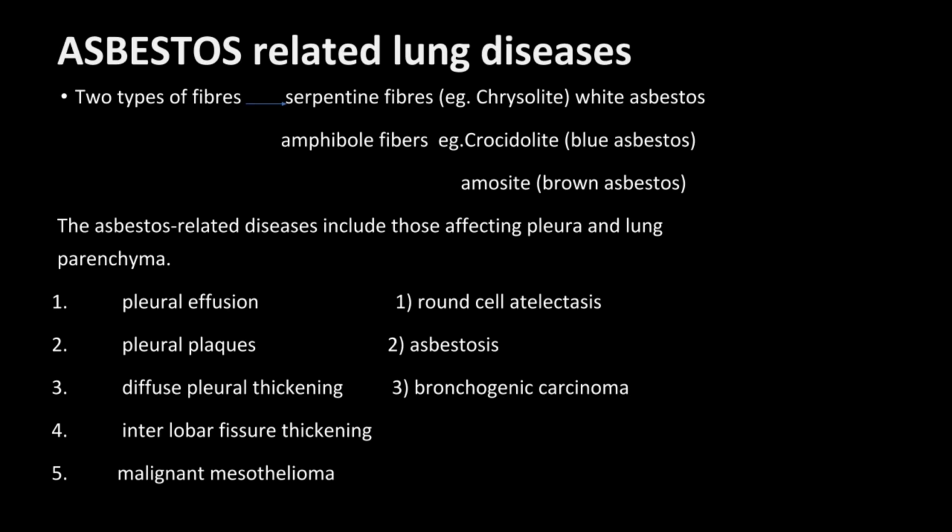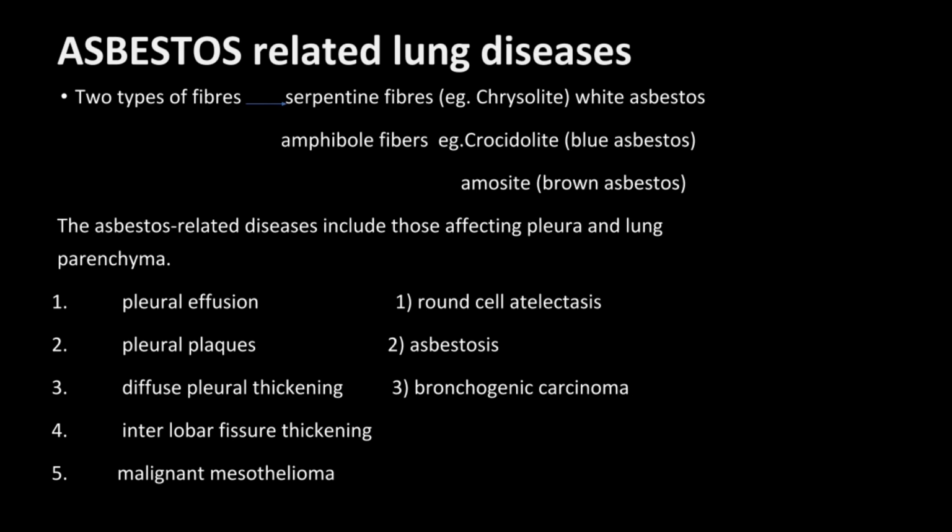Then coming to asbestos-related lung diseases, first of all, asbestos fibers are of two types. They are serpentine fibers, the example is chrysotile, which is also known as white asbestos, and the next type is amphibole fibers. The examples are crocidolite and amosite, which are known as blue and brown asbestos respectively. The asbestos related diseases include those affecting the pleura and the lung parenchyma. The pleural manifestations include pleural effusions, pleural plaques, diffuse pleural thickening, interlobar fissure thickening, and malignant mesothelioma. Under the lung parenchymal manifestations, they include round atelectasis, asbestosis, and bronchogenic carcinoma.